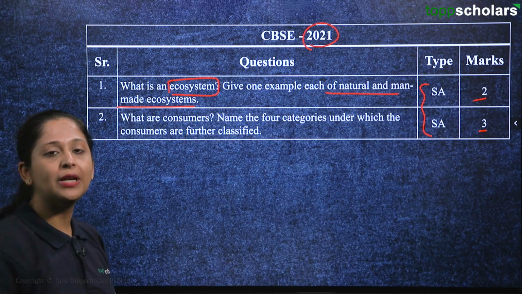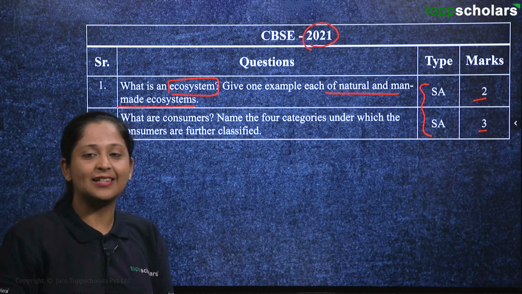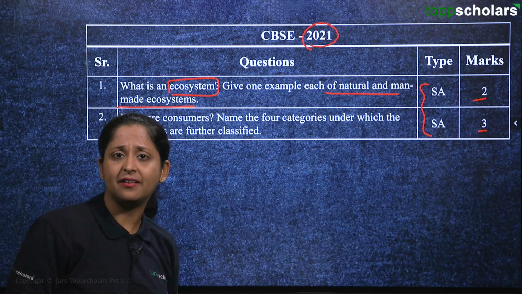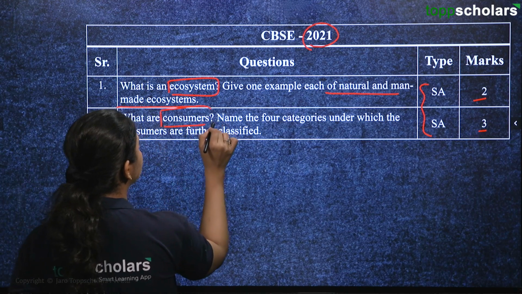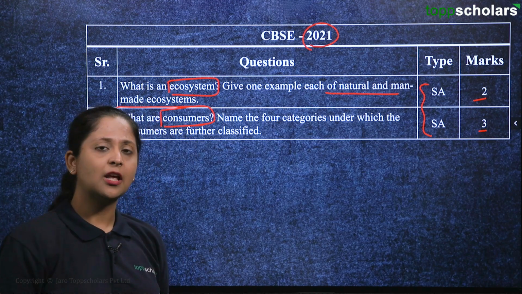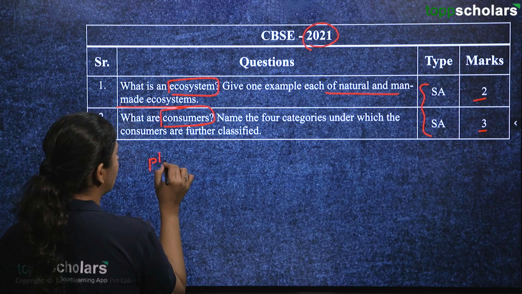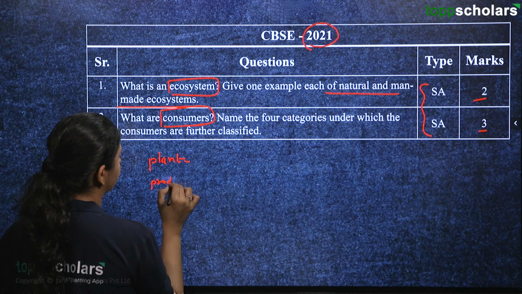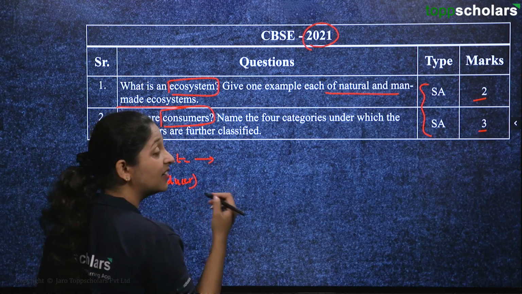A natural ecosystem would be a forest, whereas a garden just behind your house will be a man-made ecosystem, because we have created it. What are consumers? Consumers are those organisms which consume the producers. If you go into the food chain like this, a plant will be a producer, and an organism which consumes the plant is a consumer.